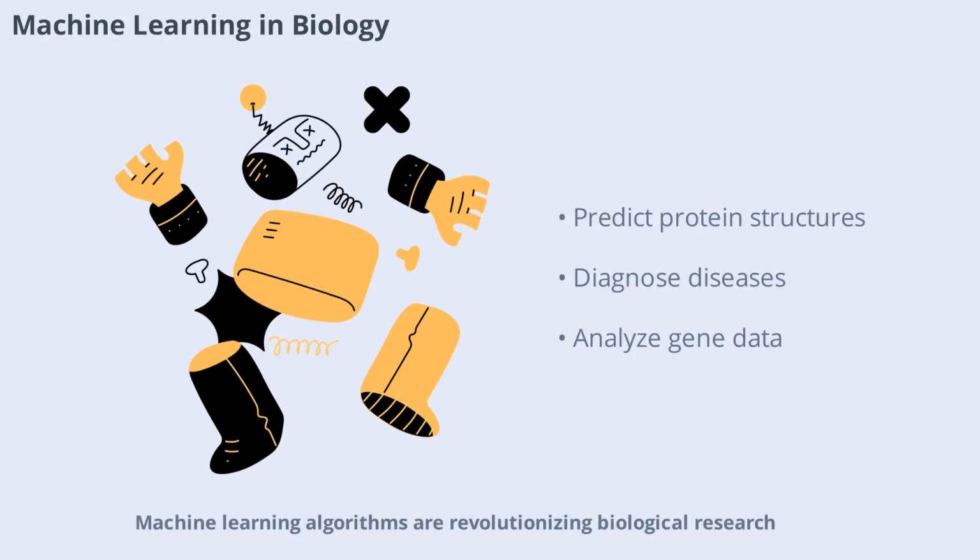Machine learning algorithms are revolutionizing biological research. These algorithms learn from data, identifying patterns and making predictions without being explicitly programmed. In biology, machine learning is used for tasks like predicting protein structures, diagnosing diseases from medical images, and analyzing gene expression data. As more biological data becomes available, machine learning will play an even bigger role in uncovering new insights and driving discovery.